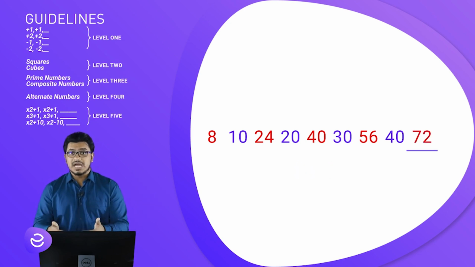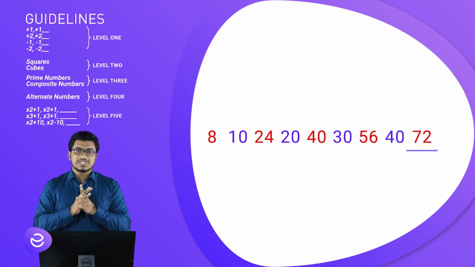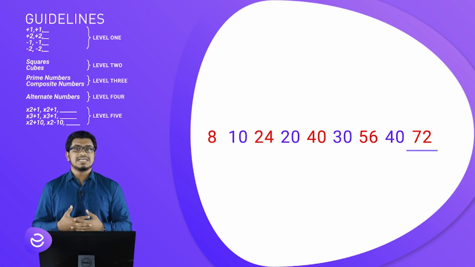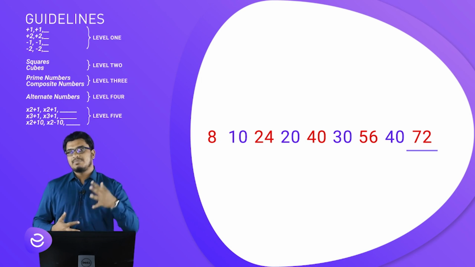Find the relationship between the other alternate numbers. We get 10, 20, 30, 40. So these are the relationship between alternate numbers. That is the fourth level question. That is a series that you have to check if you do not get any of the above mentioned patterns.